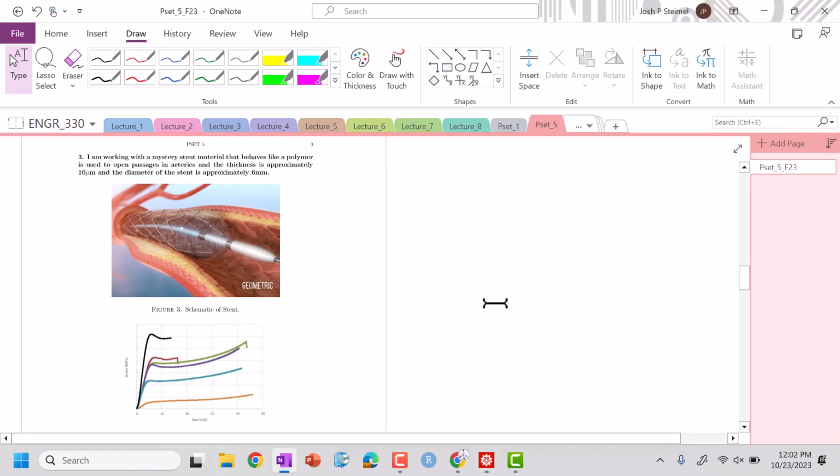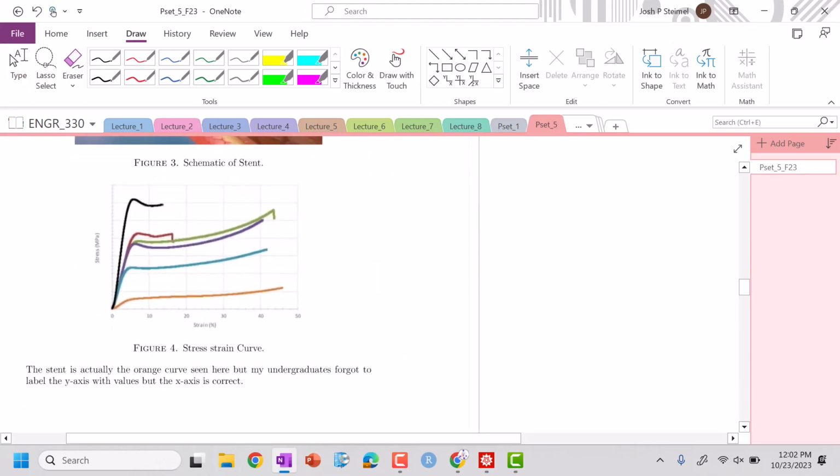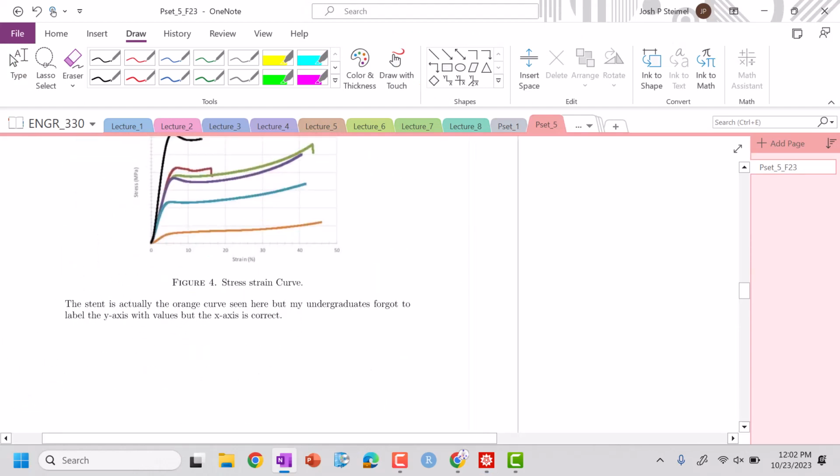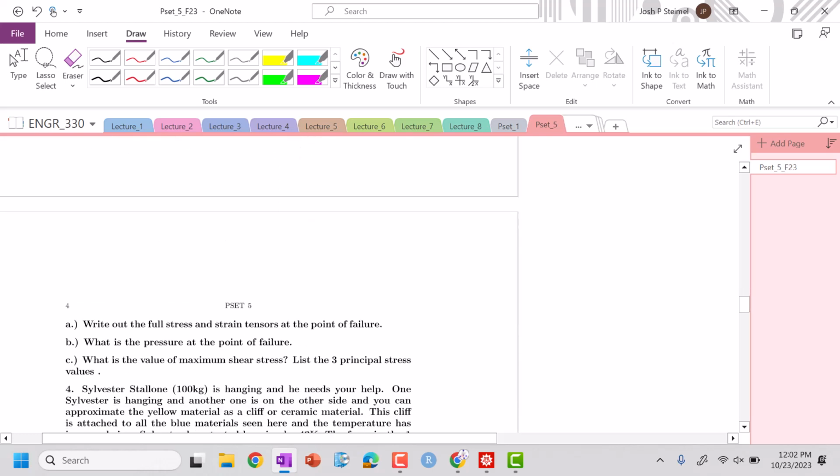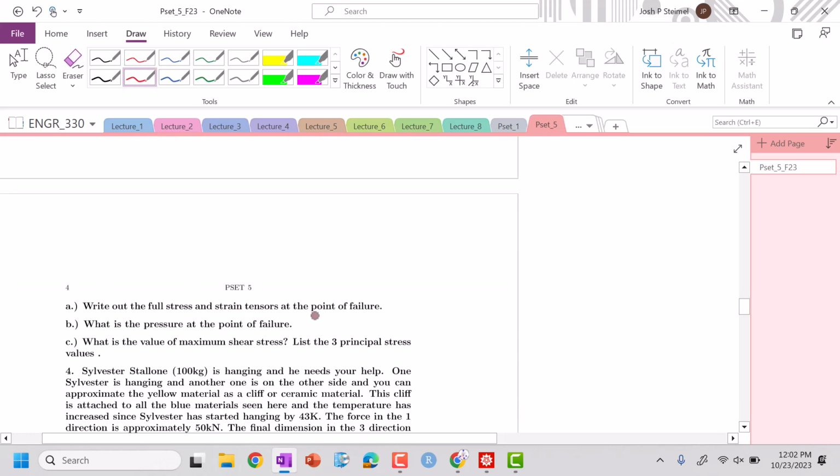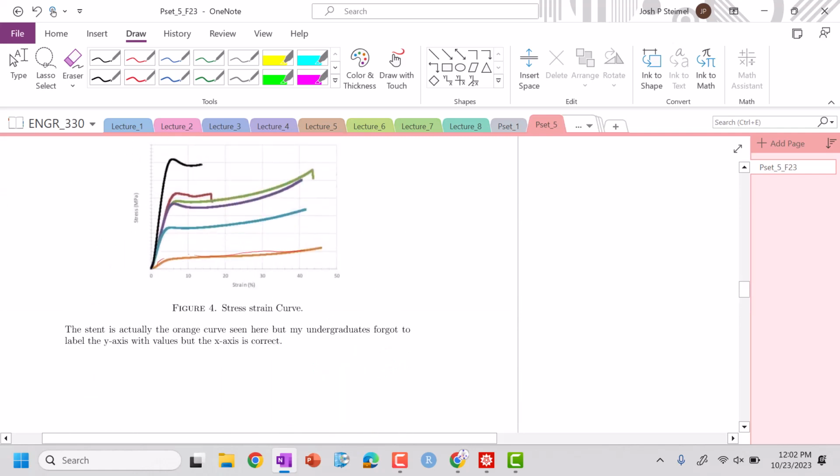We are told it behaves like a polymer. The stent is actually the orange curve seen here, but my undergraduates forgot to label the y-axis with values, but the x-axis is correct. Okay, that's good to know. Write the full stress strain tensors at the point of failure. What is the pressure at the point of failure? What's the value of maximum shear, 3 principal stress values? So, at failure, we reached a strain of about 0.46, because it's 46%.